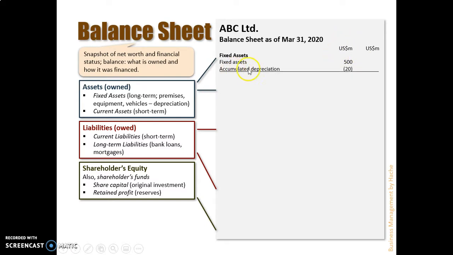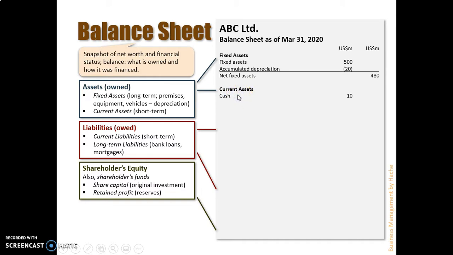Then we subtract the accumulated depreciation if it is available, and then we get the net fixed assets, going to the second column here as a total value. Okay, so next, fixed assets go here. Then you get the current assets.